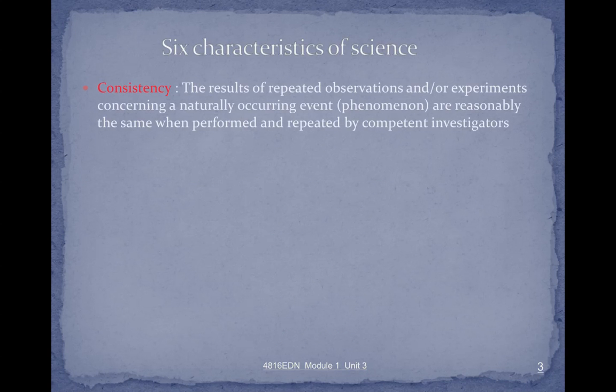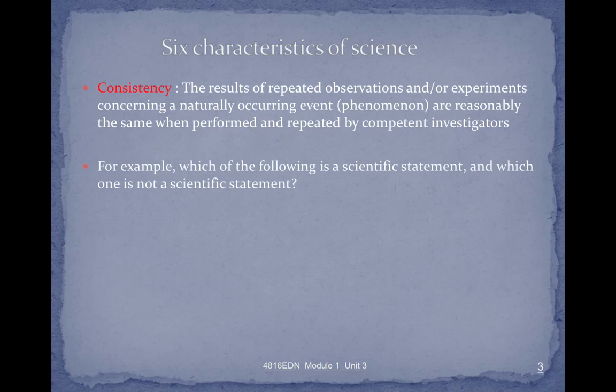So consistency. So what is it? Consistency generally refers to this type of phenomena. The results of repeated observations and or experiments concerning a naturally occurring event or phenomenon are reasonably the same when performed and repeated by competent investigators. Now there's a lot of parts in that where we can go, oh, but this is different and this is an exception. But in general, that's what consistency means when we're talking about science.